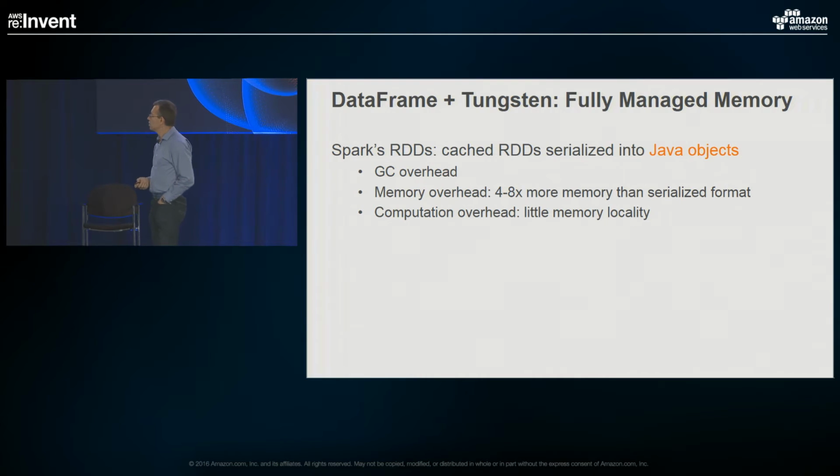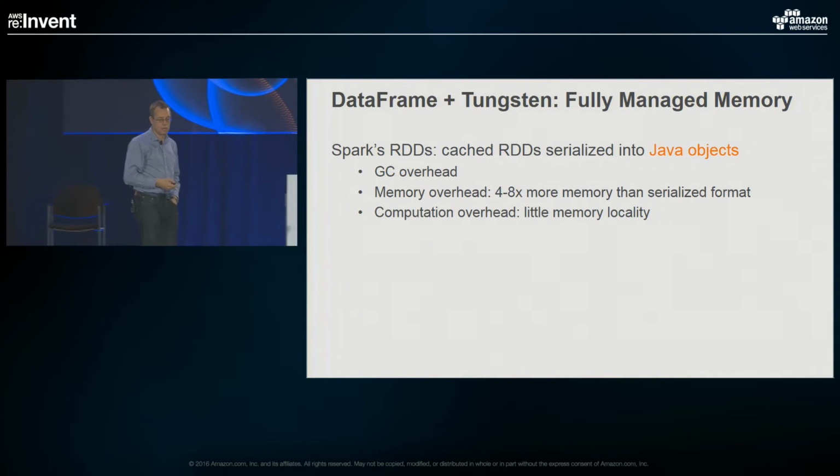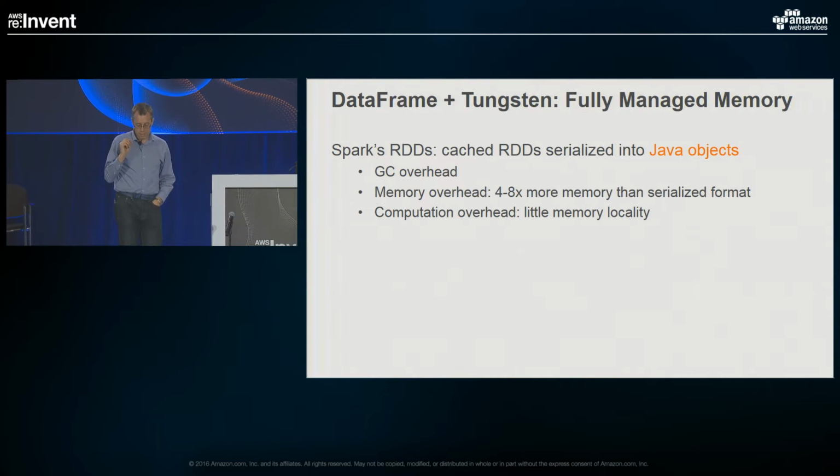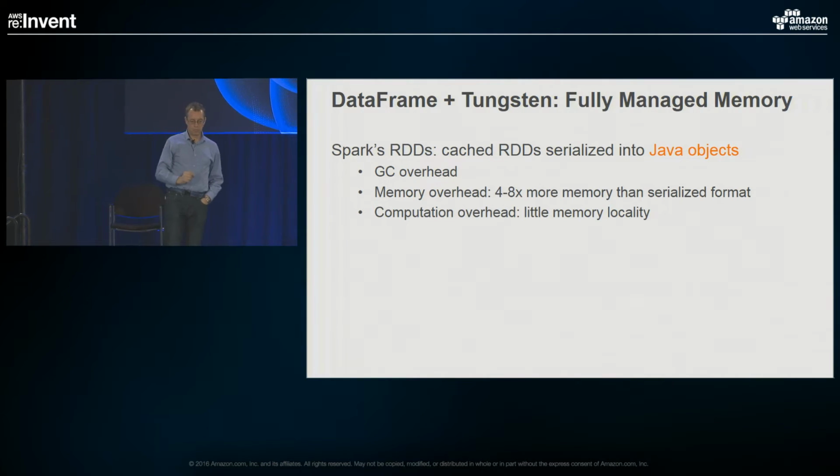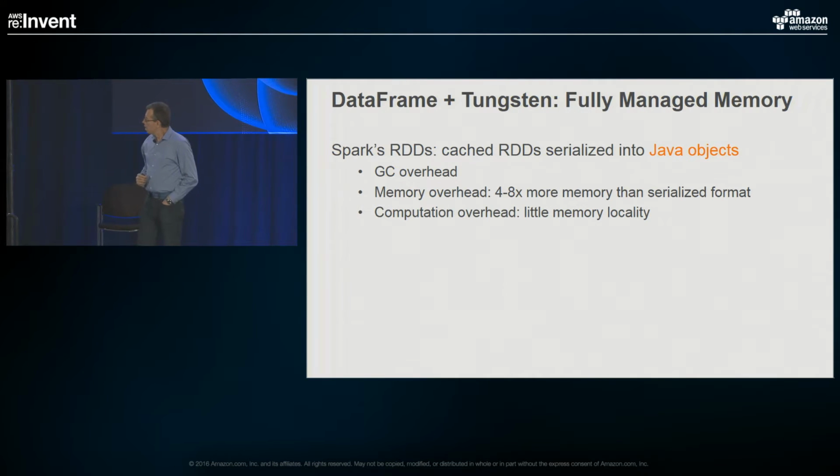Okay? So this is the other thing that DataFrames enable. It enables us to be much smarter and more efficient about managing the memory. So stepping back, with RDDs, typically when you load the RDDs in memory, you deserialize them, okay? And you create Java objects. And I'll give you an example next.